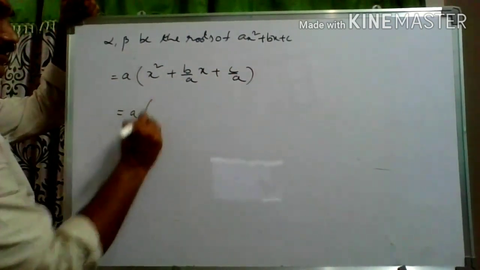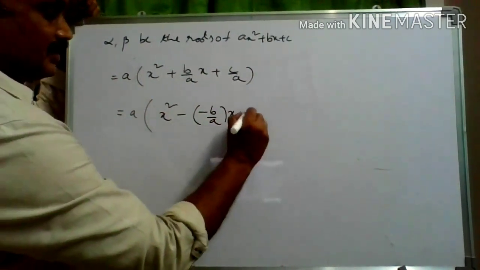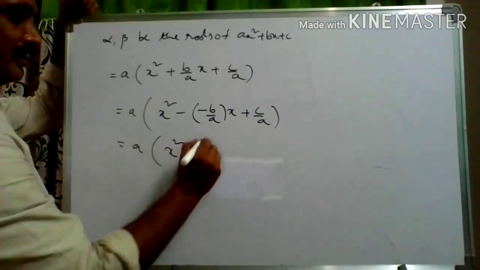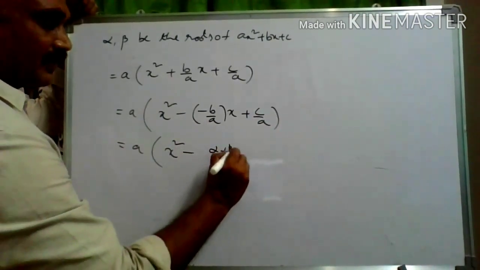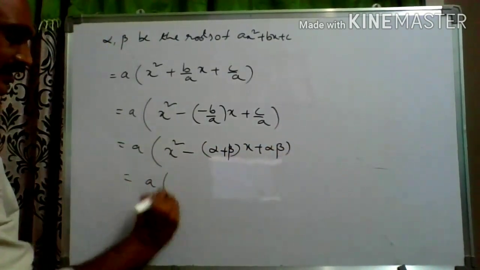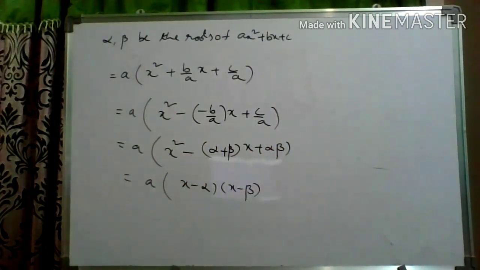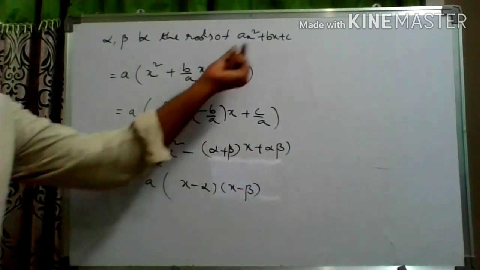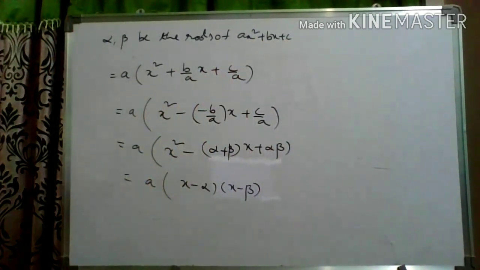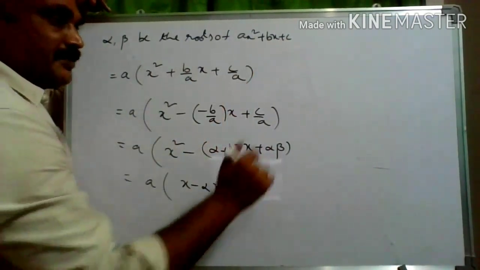So that is equal to a into x square minus of minus b by a into x plus c by a. That is equal to a into x square minus alpha plus beta into x plus alpha beta. Students, simplify this one: a into x minus alpha into x minus beta. So if alpha, beta are the roots, ax square plus bx plus c can be written as a into x minus alpha into x minus beta.